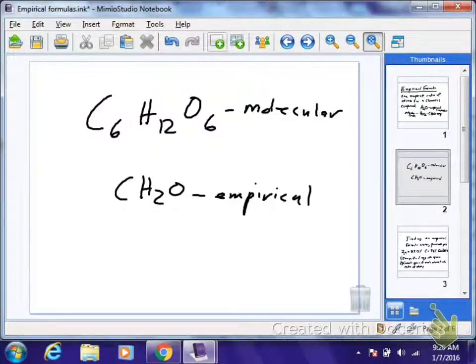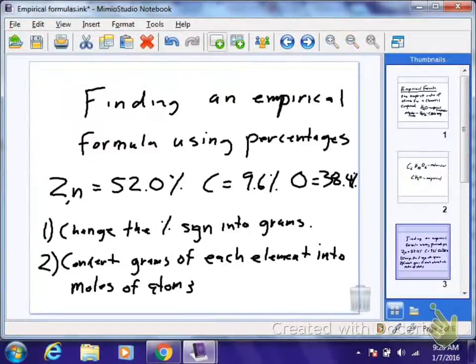Okay, so how do we go about doing that? Those are the first two steps. These are percentages. We're going to take these percentages and work backwards. We're going to come up with the original number of moles that were present in the formula. So there are 4 steps. The first step is we're going to have a compound and say it weighs 100 grams. How many grams would be zinc then? 52 grams, because 52% of 100 is 52 grams.